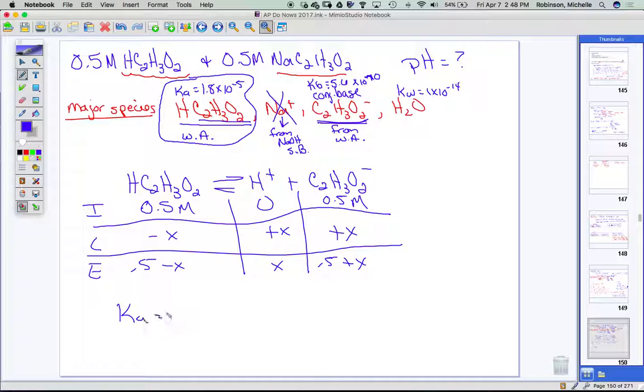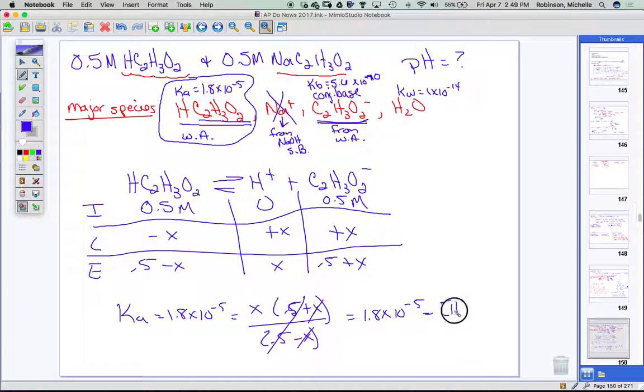So Ka, which is 1.8 times 10 to the negative 5th, is equal to x times 0.5 plus x, over 0.5 minus x. K is really small, so we're going to ignore those x's. This ends up being 0.5 divided by 0.5, which ends up being 1. So x happens to equal 1.8 times 10 to the negative 5th, which is the H plus concentration.